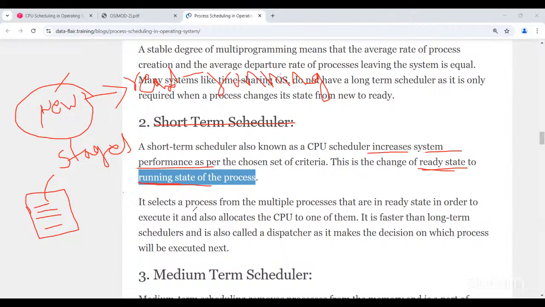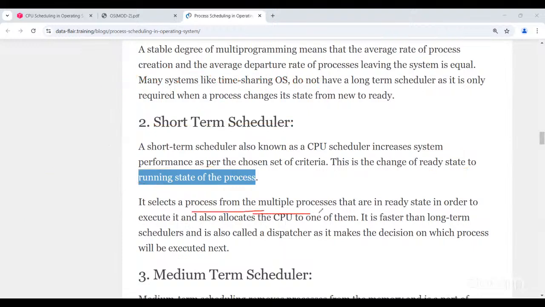It selects the process from the multiple processes. Here process means what? One kind of job, some task. It selects a process from the multiple processes that are in ready state, in order to execute it.